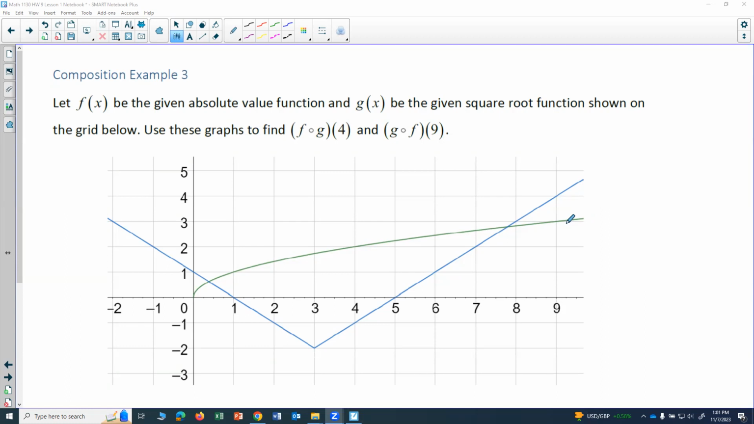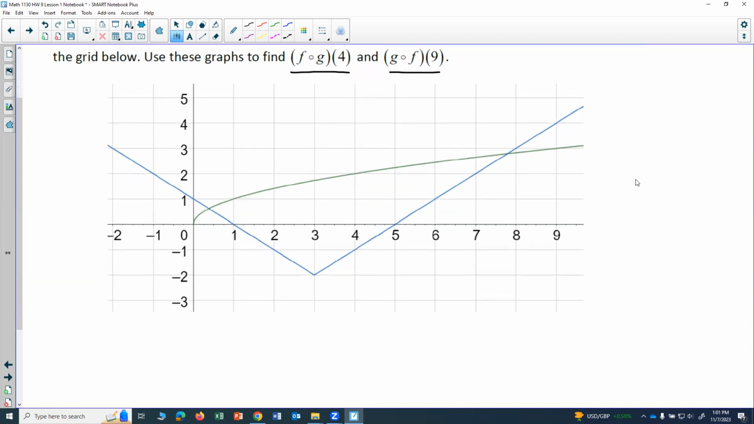These graphs are shown on the grid below. Use these graphs to find f of g of 4 and g of f of 9. All right, so let me go ahead and do f of g of 4 first. I'm going to scroll down. So we want f of g of 4.